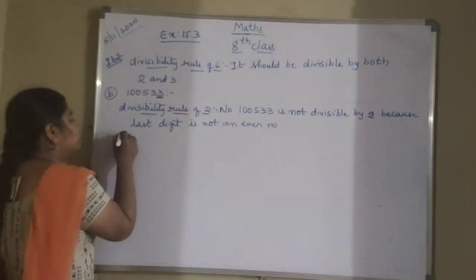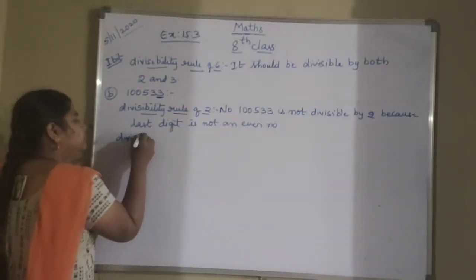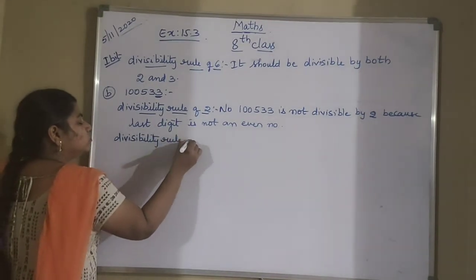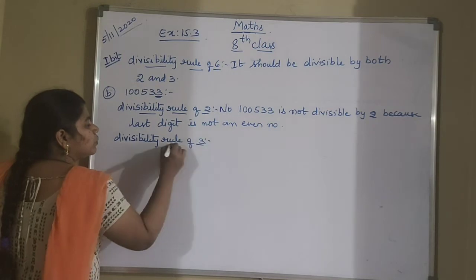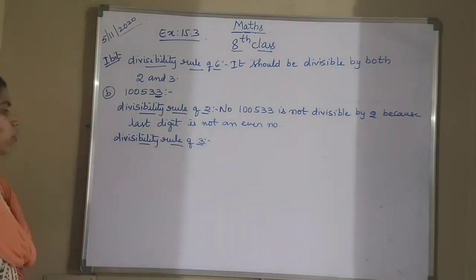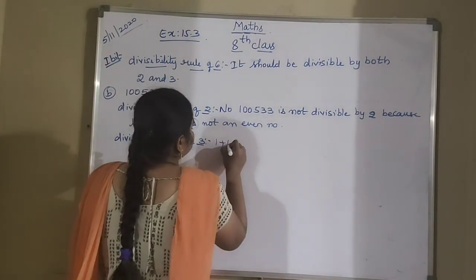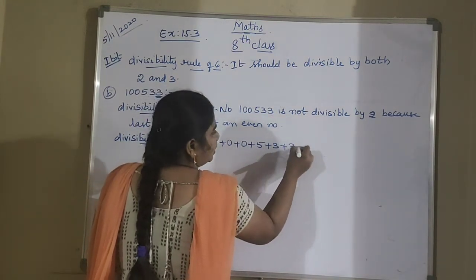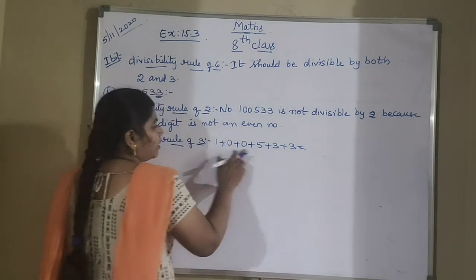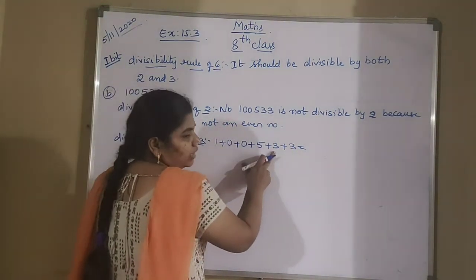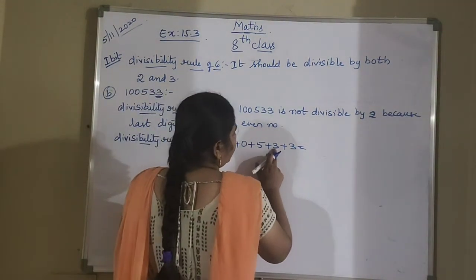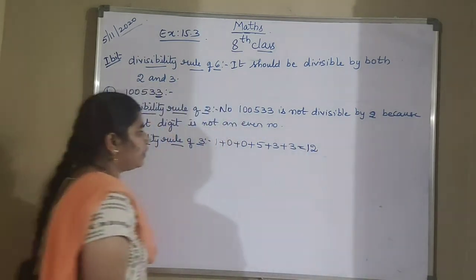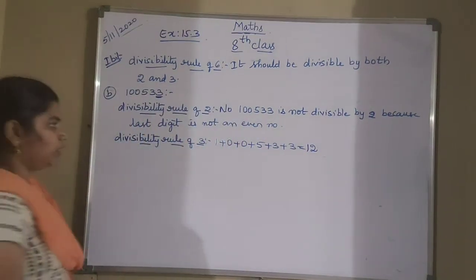Now next is the divisibility rule of 3. So what is the divisibility rule of 3? We have to add all the numbers: 1 plus 0 plus 0 plus 5 plus 3 plus 3. So how much will it be? 5 plus 1 is 6. 6 plus 3 is 9. 9 plus 3 is 12. So you got 12. 12 is a multiple of 3.